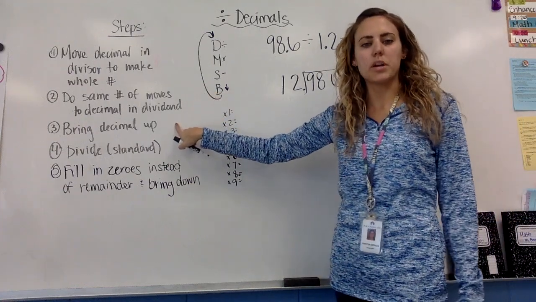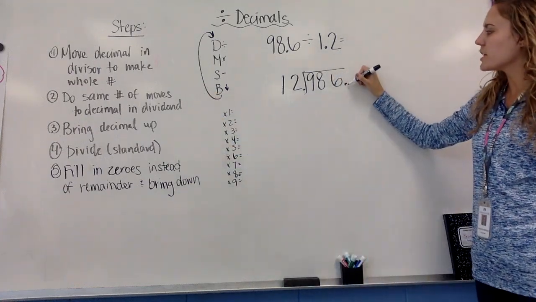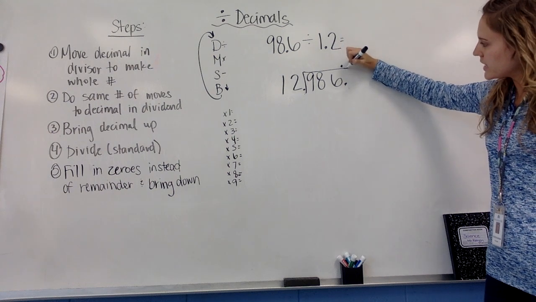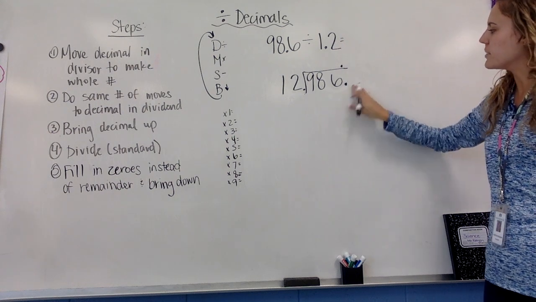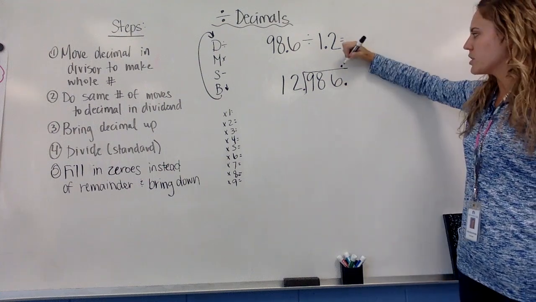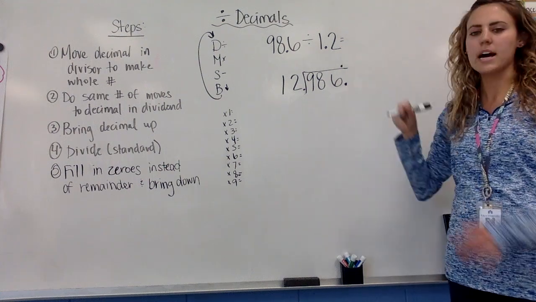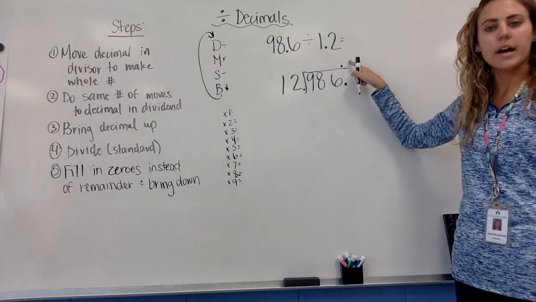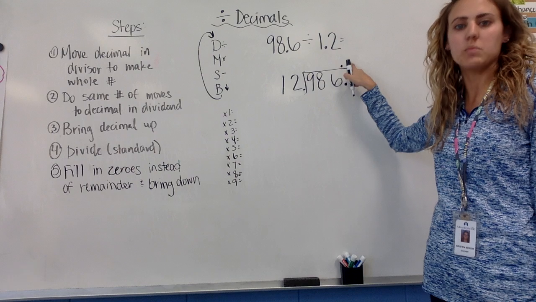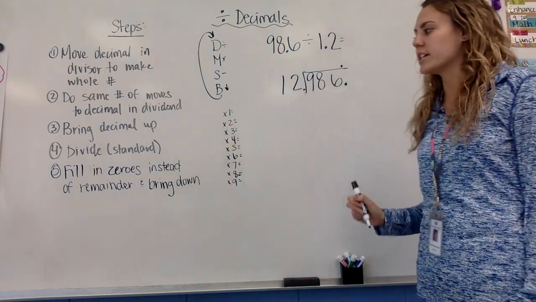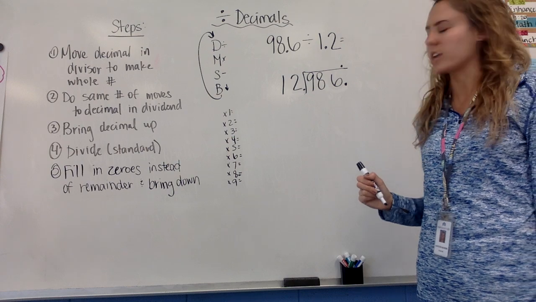Step 3 says bring your decimal up. So in your dividend inside the house, you're always going to bring it up. So I like to think of decorating a Christmas tree. You want to put that star on top. So I'm putting my decimal on top of the house so that everybody can see it. And that's going to help me figure out my answer because that's going to keep my decimal in line for my answer. Now I'm ready for step 4, which says divide, and I've got to use the standard algorithm.